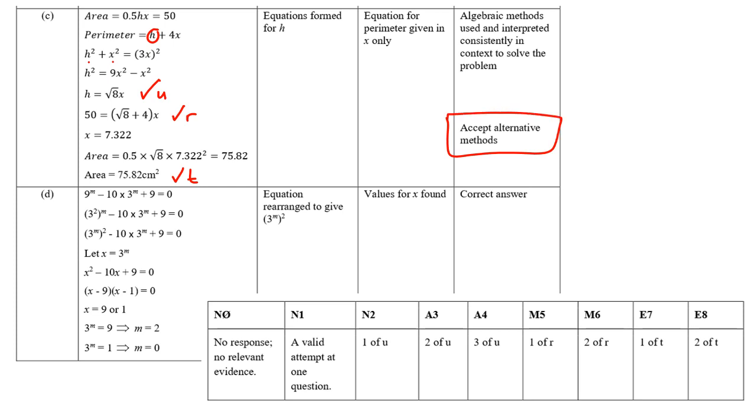And for the next one, yeah, that step there looks like that's your achieved tick. Getting down to there is your merit tick, and actually answering your question would be your excellence tick. Okay, happy with that?